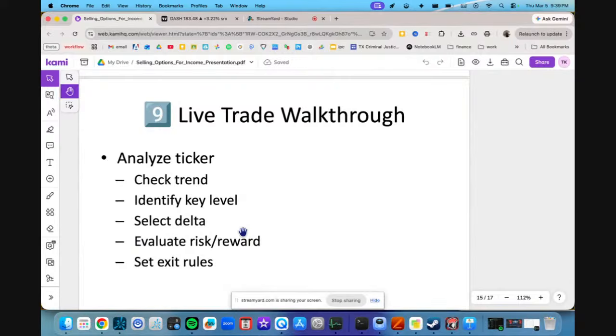All right, so live trade walkthrough. I wanted someone in the chat here to pick a random stock, and I'll show what a possible position could be on it. So you guys that are in the chat, let's just write a random ticker, and I'll show you the steps that I personally go through for it.